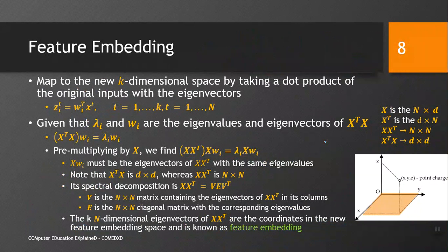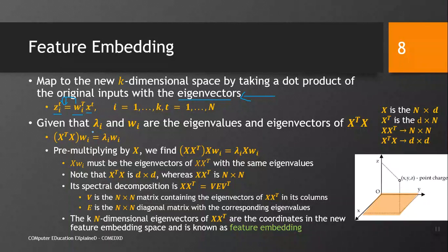The feature embedding mechanism maps to the new k dimensional space by taking a dot product of the original inputs with the eigenvectors. It means that it finds the eigenvectors and takes the dot products with the original input, and by doing this, these are the eigenvectors and this is the original input. When the dot product of these two values is taken, they give us new points, new values, which are Zi.